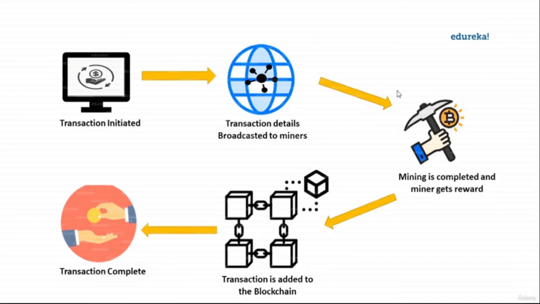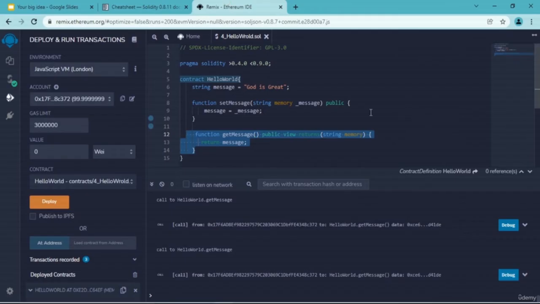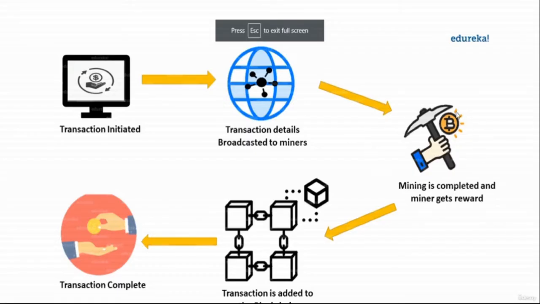Now the miners will not do it for free, because they are using their CPU power and their electricity in order to solve your transaction, so they will have to get paid somehow. In that case, we use gas fees, which get deducted from each transaction. Now this transaction fee depends on how many operations we are doing inside each transaction. So if a transaction is doing multiple operations, it will cost much higher gas fees. And if the transaction is simple, then it will cost less gas fees.